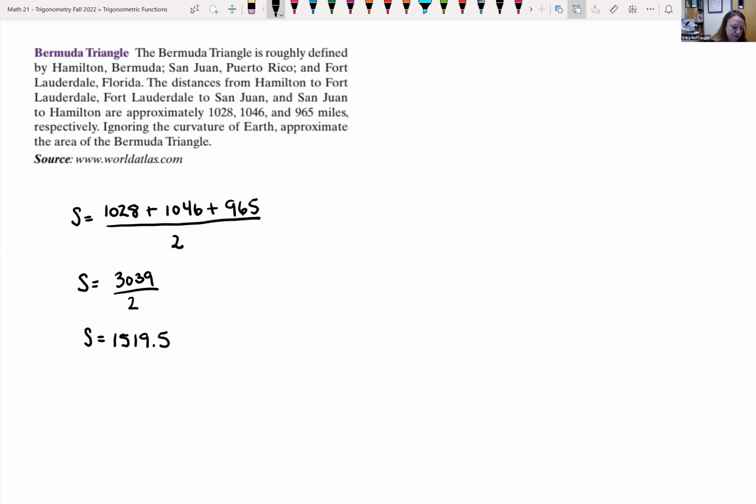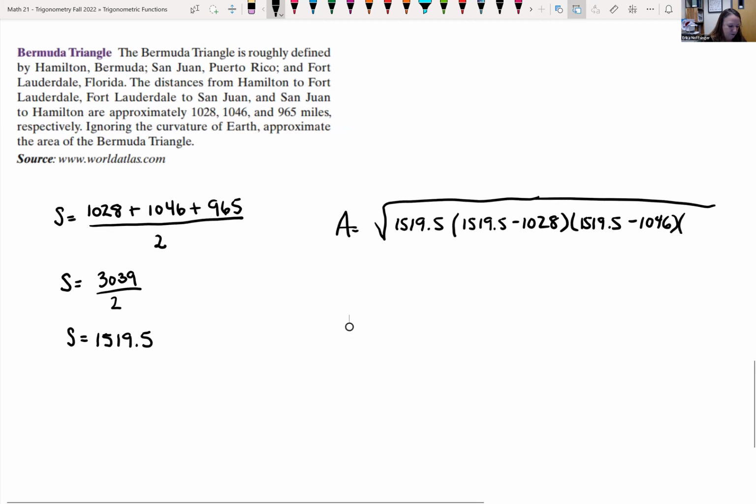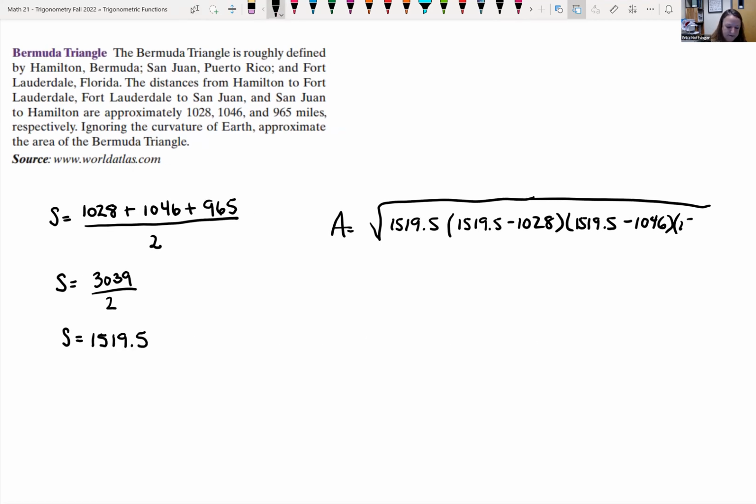So the area of the Bermuda Triangle is equal to the square root of S, 1,519.5, times the difference between 1,519.5 and 1,028, times the difference between S, 1,519.5, minus another side, 1,046, all times the difference, 1,519.5, minus the last side of the triangle, 965.